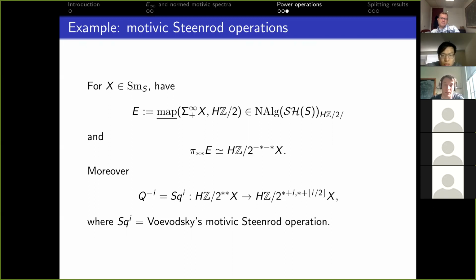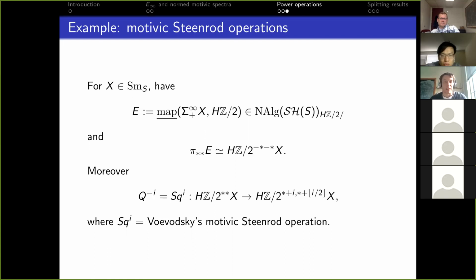So they have the same degree. So it seems like a reasonable question what the relation is. And in classical topology, these two things which you can do are exactly the same. And it turns out that also in the motivic world, this abstract power operations business is exactly the same thing as Voevodsky's motivic Steenrod operation.